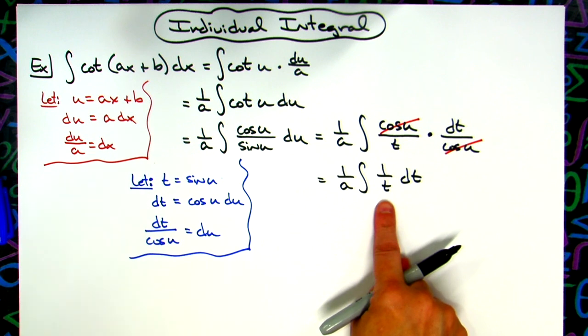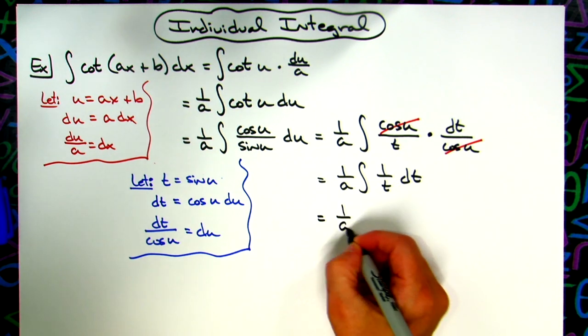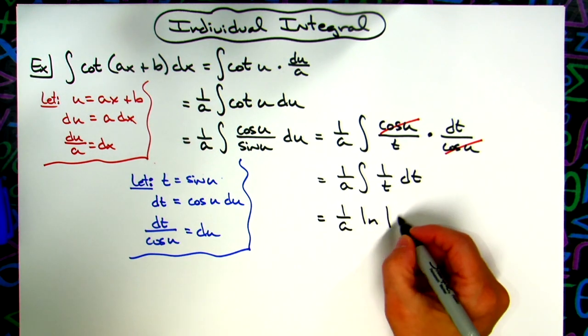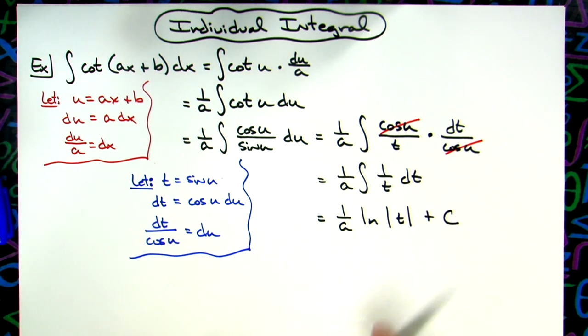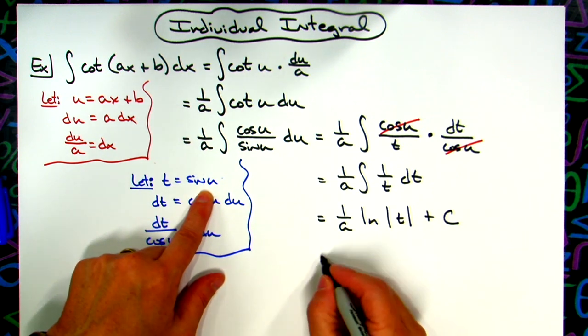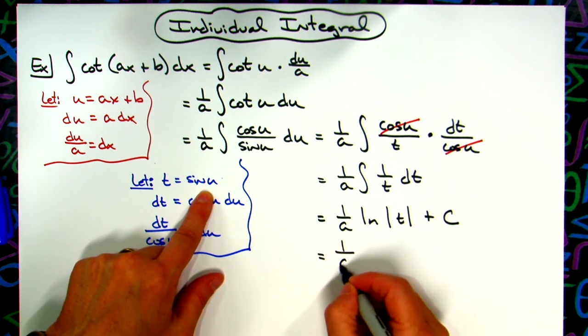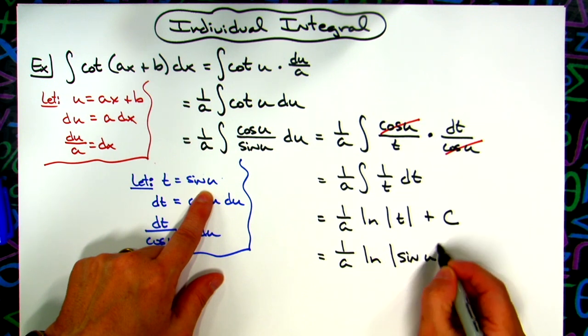When we integrate a 1 over t, we'll have natural log absolute value of t. So we're ready to integrate here. I'll have a 1 over a natural log absolute value of t, and then I can go ahead and add that plus c on there. I need to substitute in my t value, which will be sine u. So I'll have a 1 over a natural log sine u.